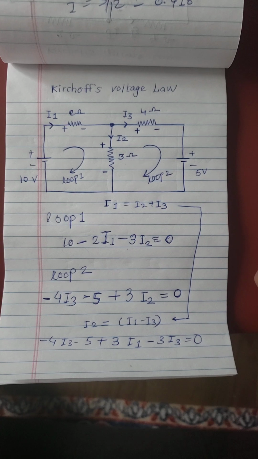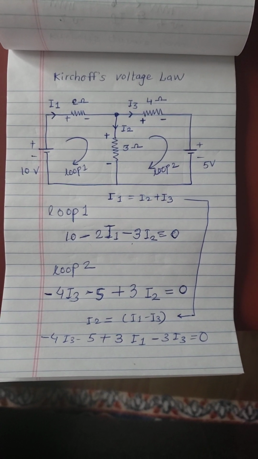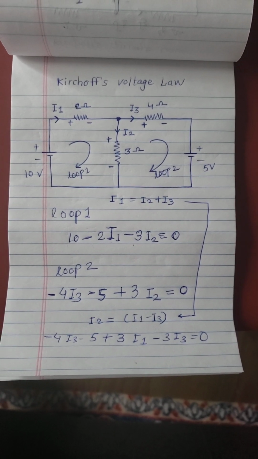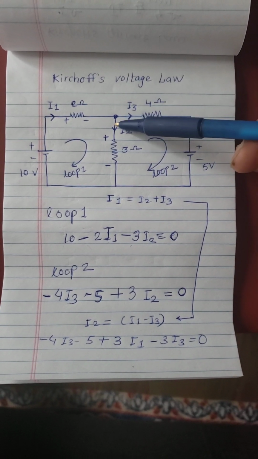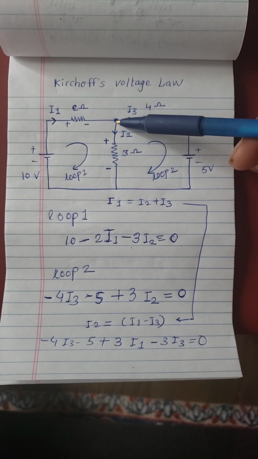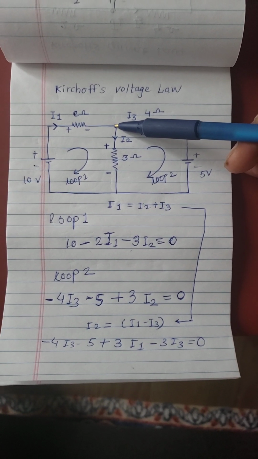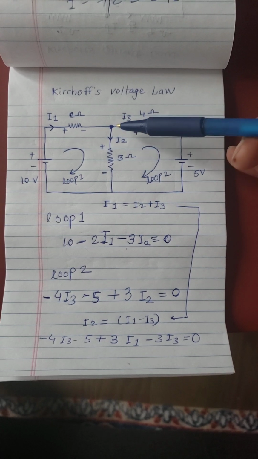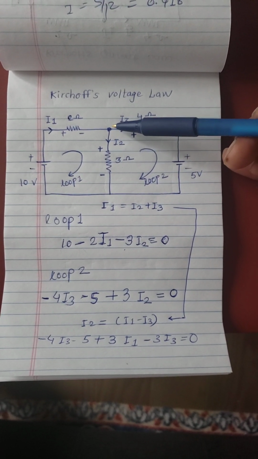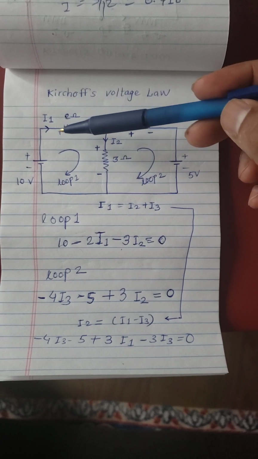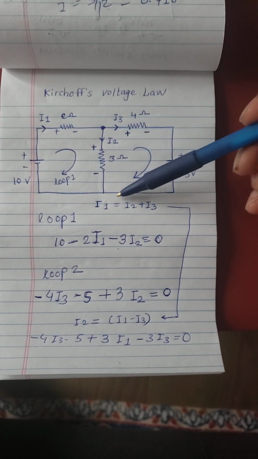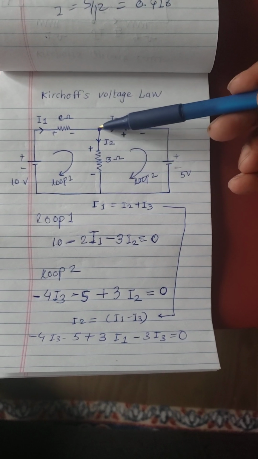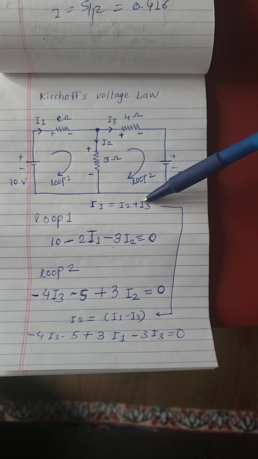So before going to Kirchoff's voltage law, let's write an equation for Kirchoff's current law, right? So what does the current law say? Sum of currents entering into a junction. So here this is a junction. So the sum of currents entering into a junction is equal to the sum of currents leaving out of the junction. For this one, the entering current is I1, so I1 is equal to the currents leaving the node, which is I2 plus I3.